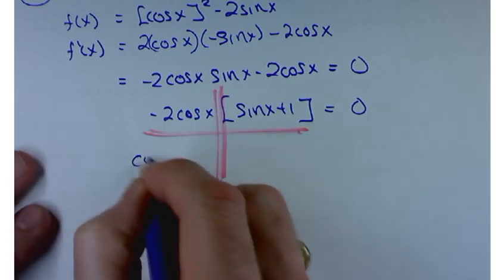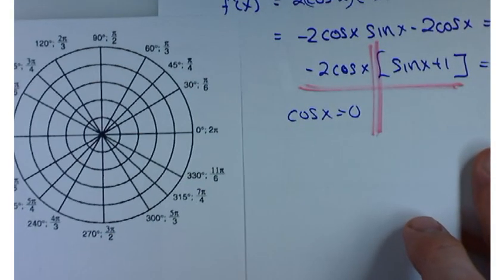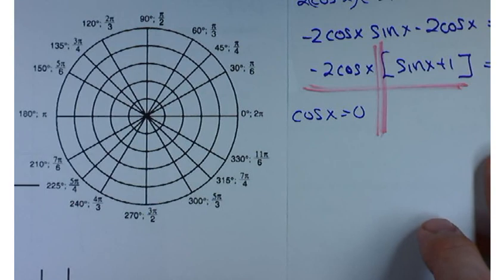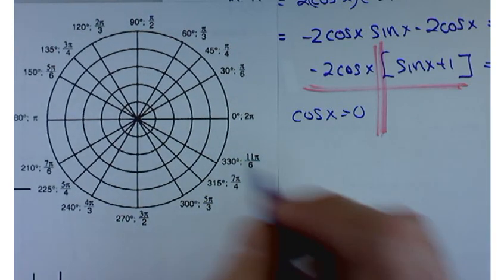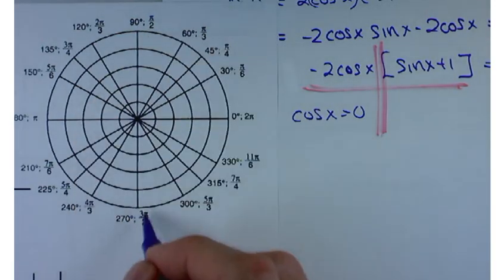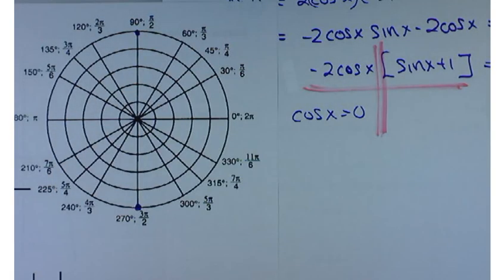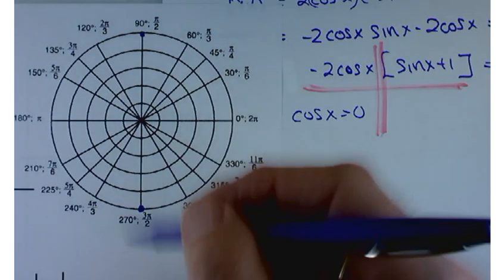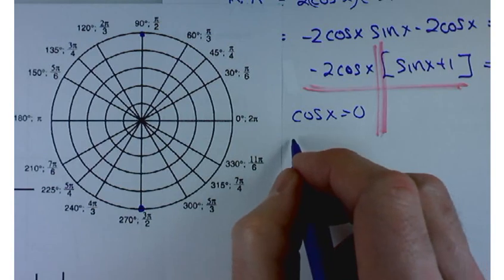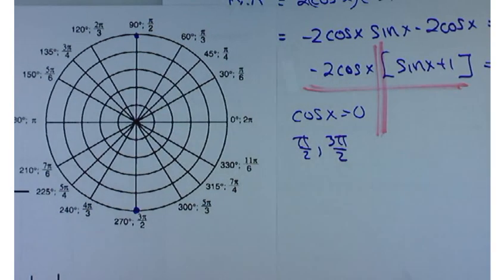So where does cosine of x equal 0? Well, cosine is which coordinate on your unit circle? X coordinate. So where's the x coordinate equal to 0? So the x-coordinate is going to equal 0 here and here. So at pi over 2 and 3 pi over 2. Please don't use 90 and 270. Calculus is done in radians. So pi over 2 and 3 pi over 2.